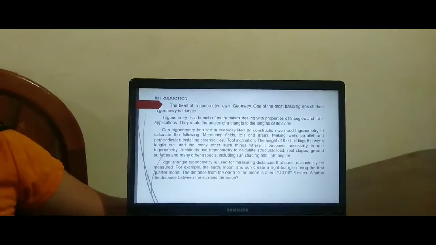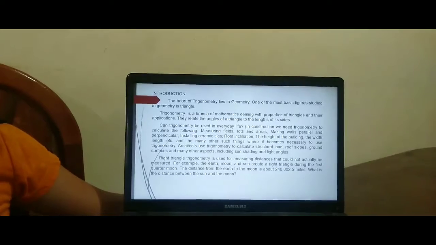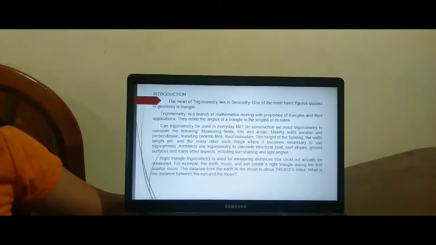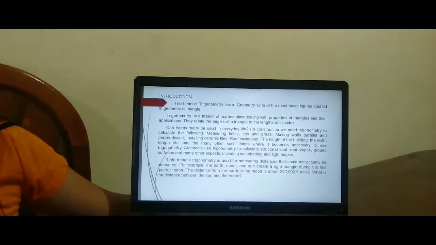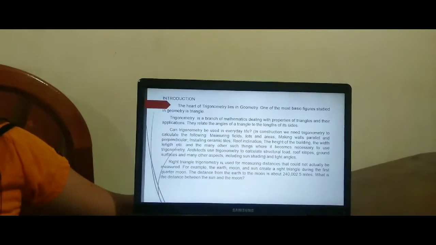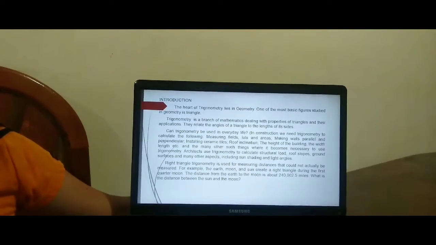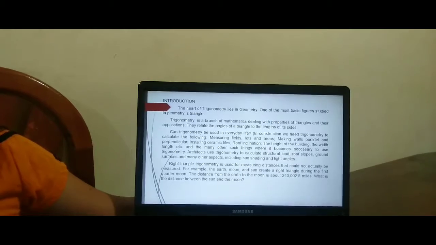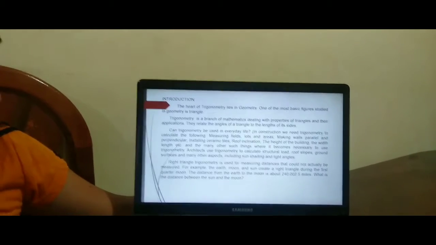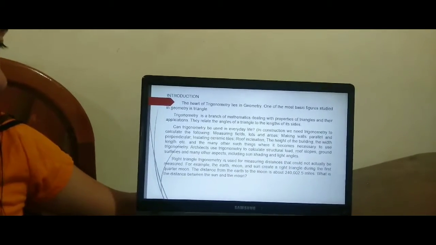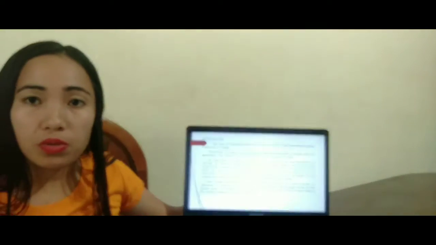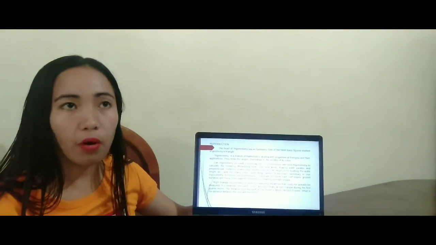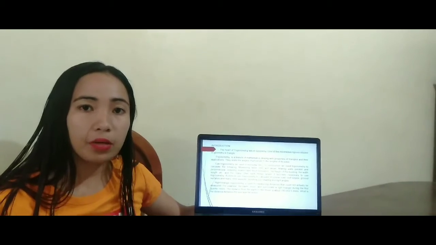Right triangle trigonometry is used for measuring distances that could not actually be measured. For example, the Earth, Moon, and Sun create a right triangle during the first quarter moon. The distance from the Earth to the Moon is about 242,002.5 miles. What is the distance between the Sun and the Moon? In that question, we can answer that by using the 6 trigonometric ratios.